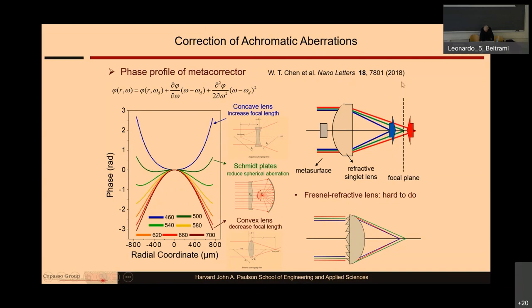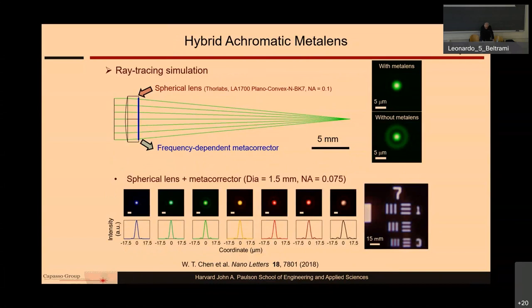This works actually pretty well, and so we were able to go now to a 1.5 millimeter size metalens. You can see here the diffraction limited focusing across the entire visible. So that was very encouraging for us, and we are continuing on this strategy here.